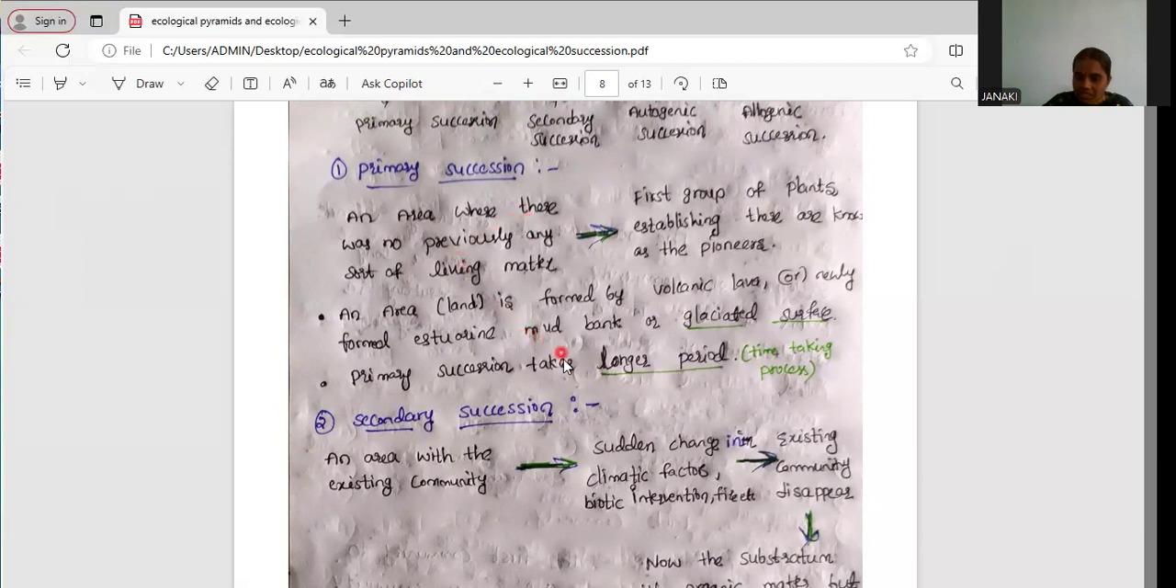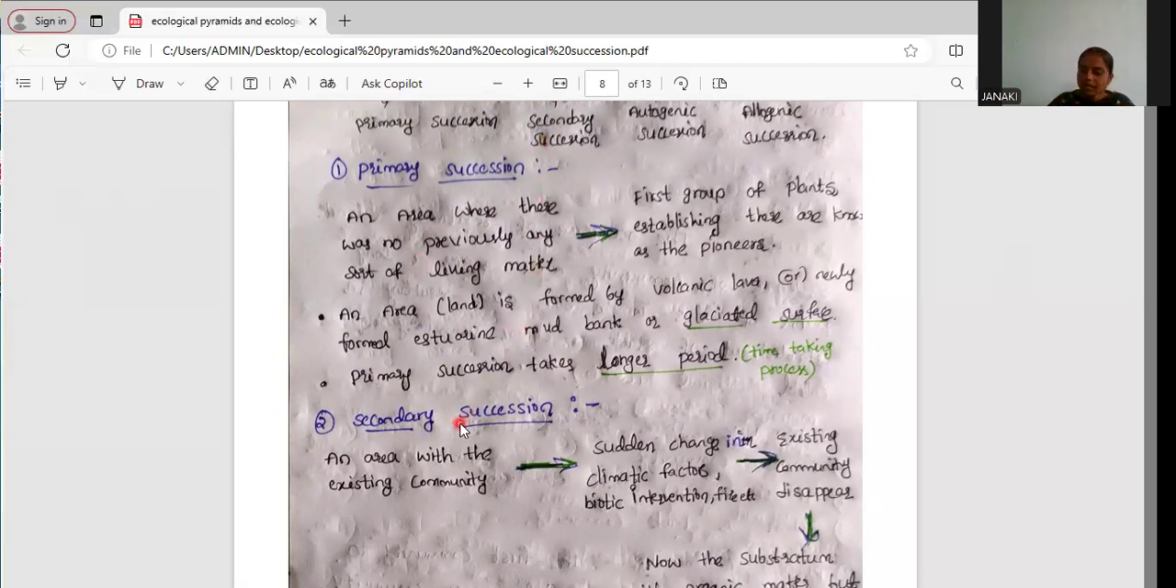Primary succession takes a longer period; it is a time-taking process. It occurs in an area where there was no previous living matter. The first group of plants establishing there is known as the pioneer.